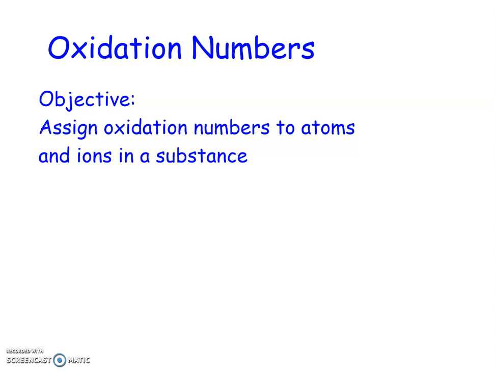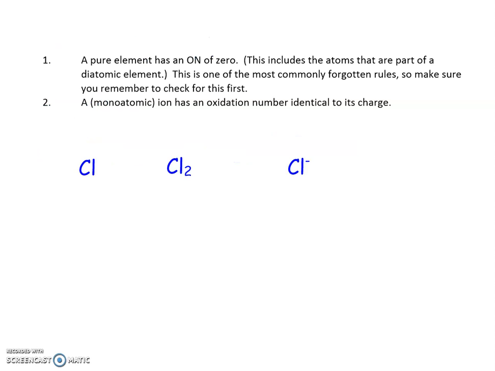The rules you're about to learn are going to give us a little bit of a shortcut of figuring out what the oxidation numbers are without having to draw a dot diagram for the compounds and look up the electronegativities. There are 6 rules that we're going to be learning for assigning oxidation numbers. The first one is a pure element has an oxidation number of 0.